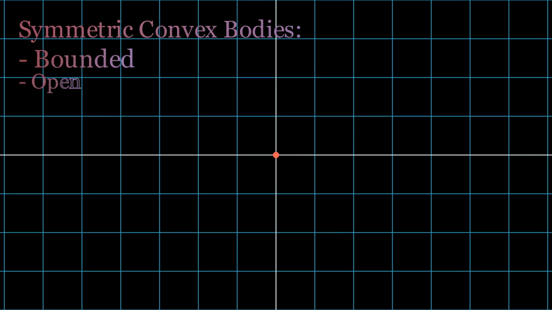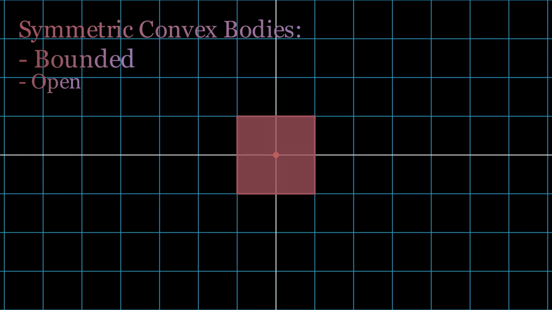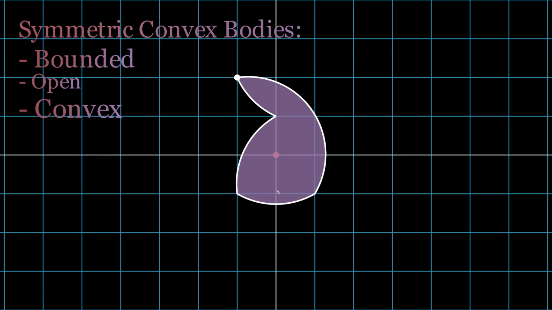Number 2, M has to be open, meaning the boundary of M is not a part of M. That is, if an integer point happens to be on the boundary of M, then we won't consider that as a point in M. Number 3, M has to be convex. That means that any segment with endpoints in M will lie completely in M. For instance, the square is convex, while a shape like this is not.